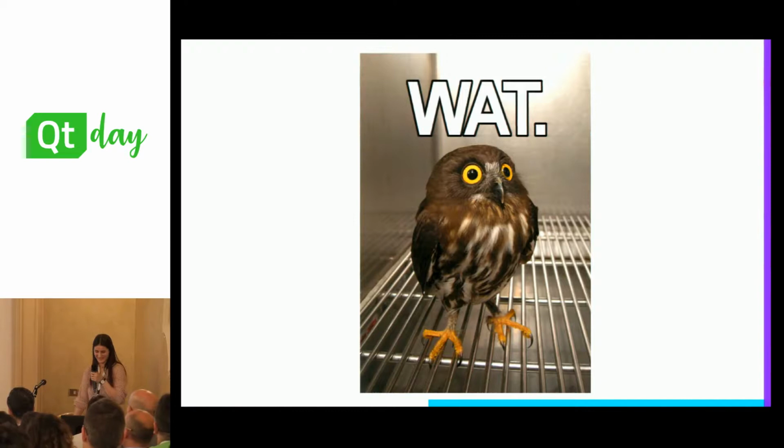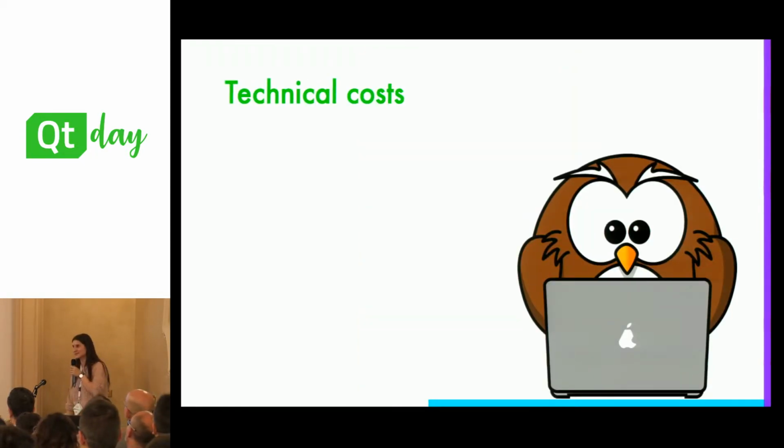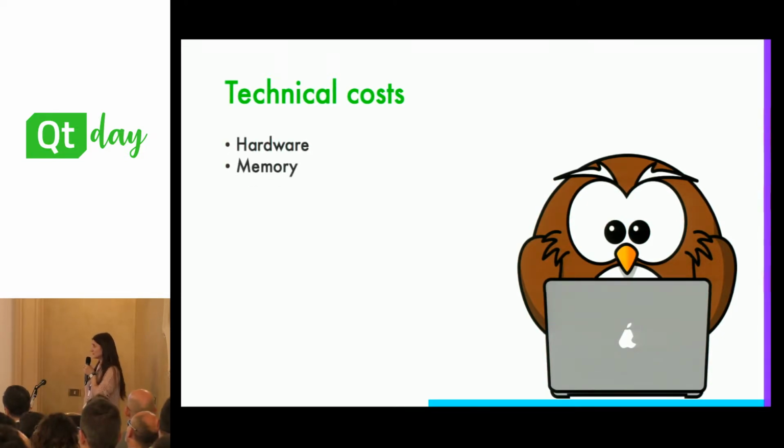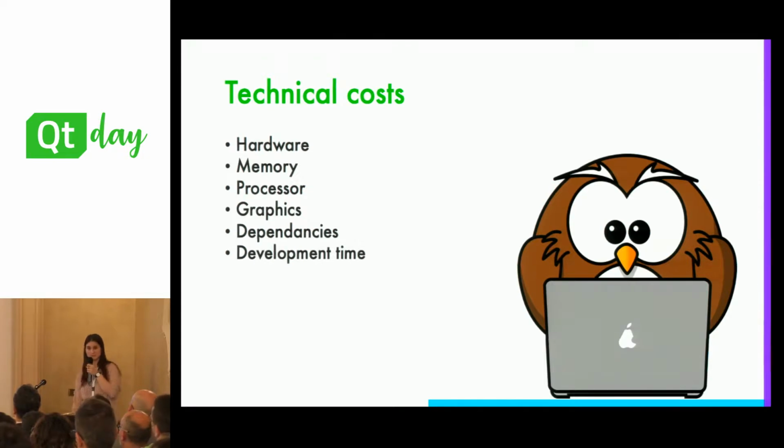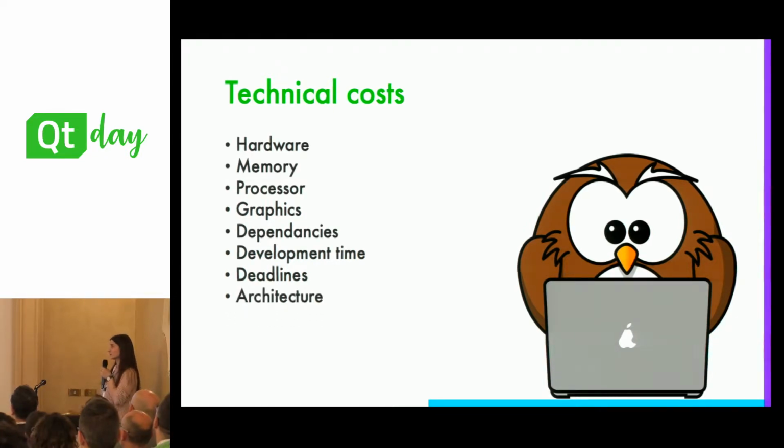Of course. So eventually we have to sit down and think about the impacts on hardware, memory, processor, graphics, dependencies, development time, and deadlines. And after we have concluded with all this, then we have to come up with an architecture that can support all this. And of course, it's really flexible and actually stable.